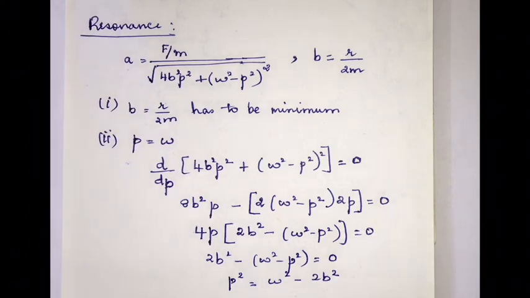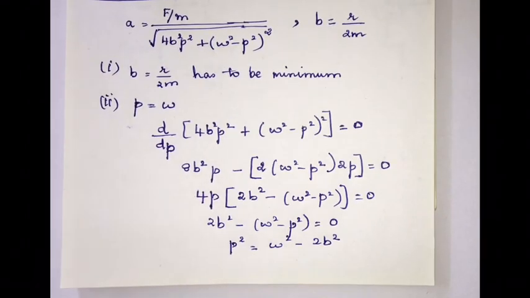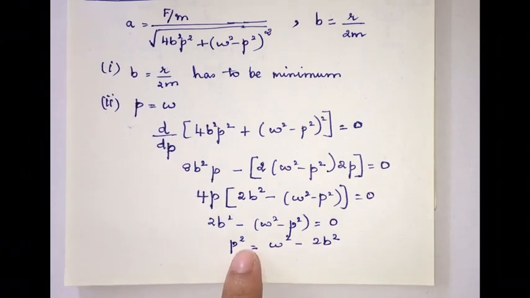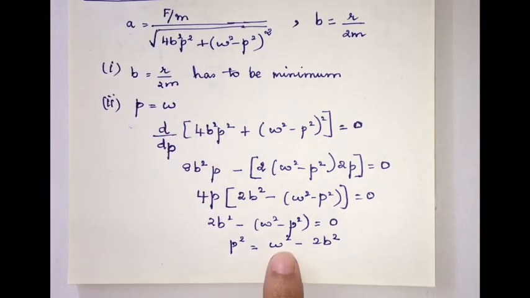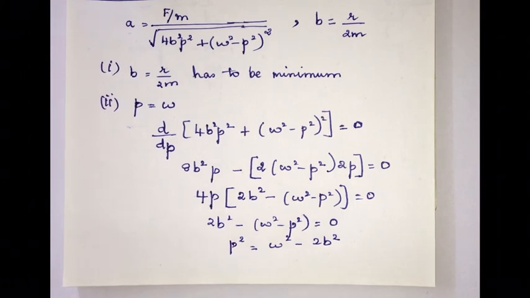It is clear from this equation that the denominator reaches its minimum when p square is equal to omega square minus 2b square. Further, we can see that if b is very small, then p square becomes equal to omega square, or p is equal to omega. So these two conditions have been theoretically proved over here.